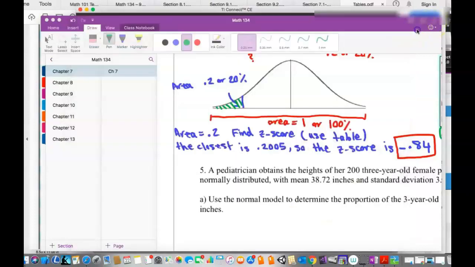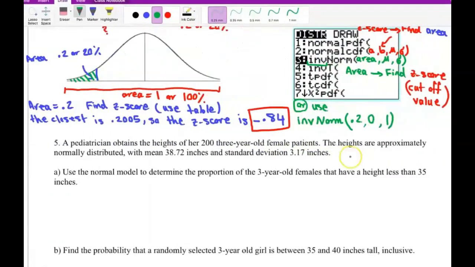Let's go back to the lecture. So using the calculator, again, the answer for this part was equal to negative 0.84. And this is the z-score.